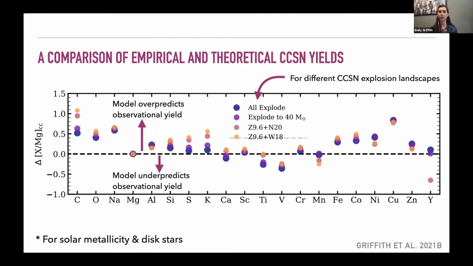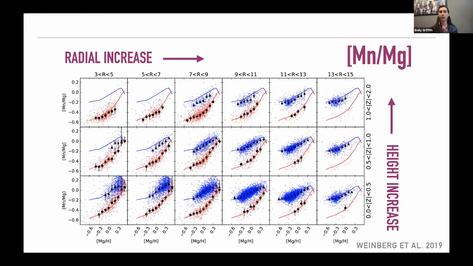This is for solar metallicity disk stars. But from looking back at our plot from Weinberg et al. 2019, we know that if we picked any point in the disk, we would get the same results because our sequence separation is consistent throughout the disk. So at solar metallicity, we would find the same core collapse to type 1a contribution. For example, the manganese here has large sequence separation. So it has a significant type 1a contribution, and that type 1a contribution is happening everywhere in the disk.